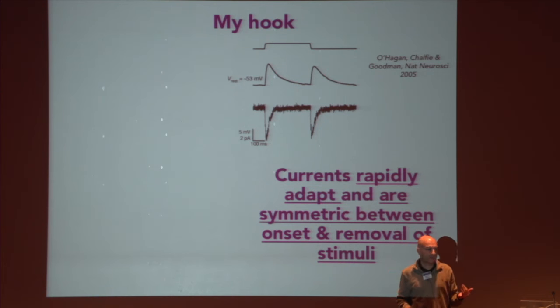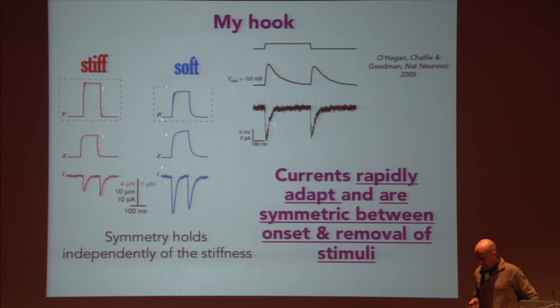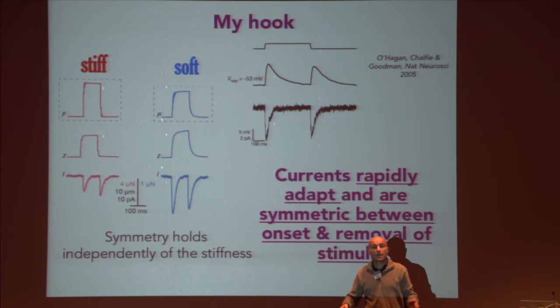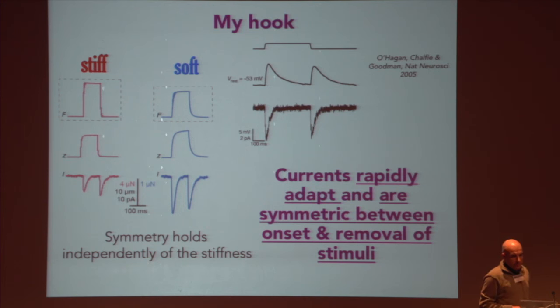And for reasons that I'll describe momentarily, I was extremely surprised by the symmetry of the response. Before I get there, let me just mention that this property doesn't depend on the mechanical properties of the worm. If you do it in stiff animals or soft animals, you get the same symmetry. Once you accumulate statistics over different animals, you see that the onset and the offset response are statistically indistinguishable.